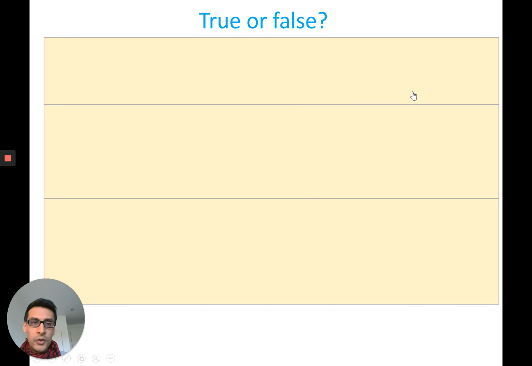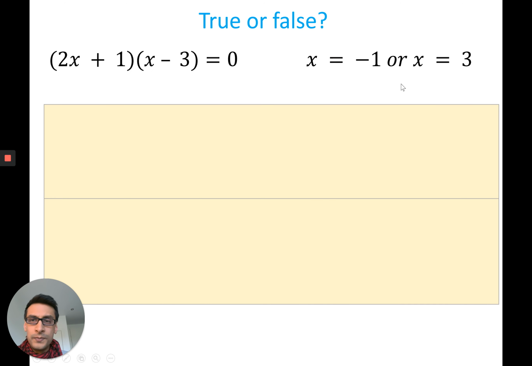Okay, second set of true and false. You don't need to copy these ones out. 2x plus 1 times x minus 3 is equal to 0. x equals -1 or x equals 3. Okay, so pause the video, try to figure out the answer and then decide whether it's true or false.